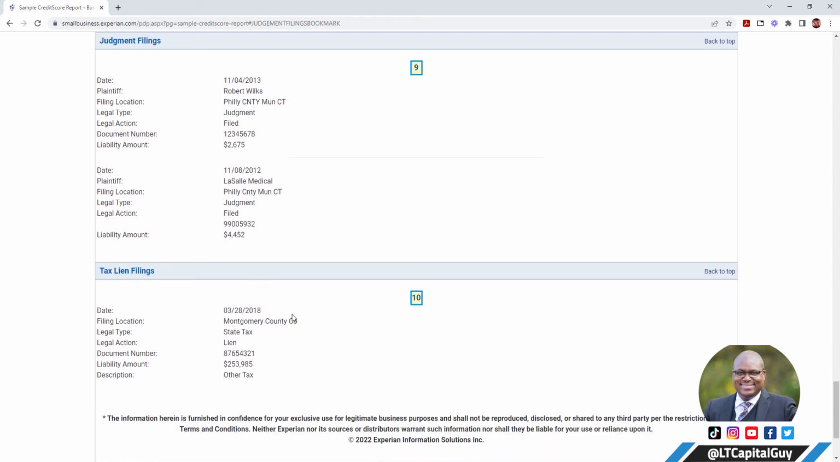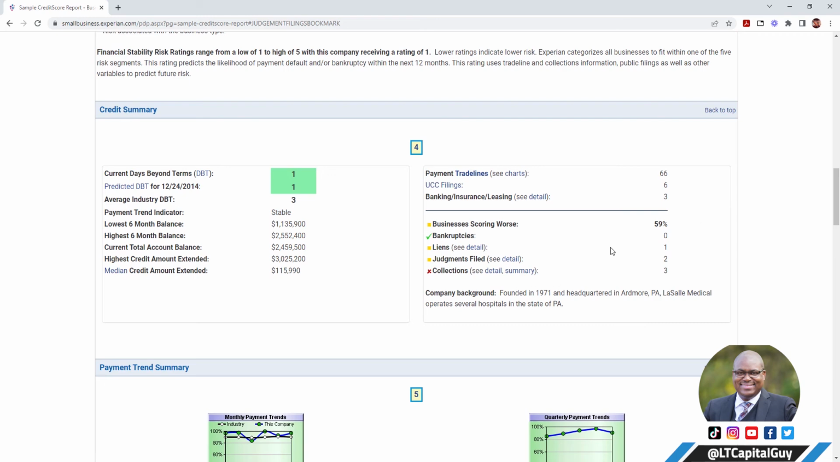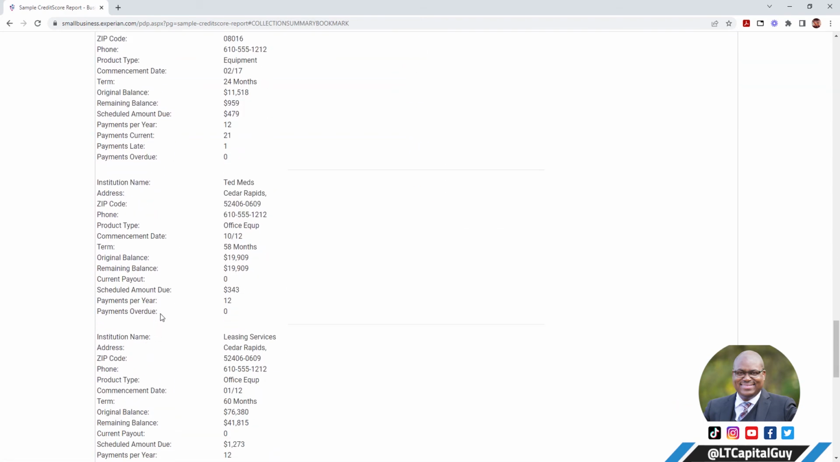Again, tax filings are the same. You may have one or two pop up, but if you're in business, I say go ahead and do business. Things happen in business. You're not totally out of the water if you get a judgment filed against you, or a tax lien, depending on the amount. In this case, we have 2 judgments and 1 tax lien. Going back up to our summary, we have some collections as well. We can look at that summary for the collections.